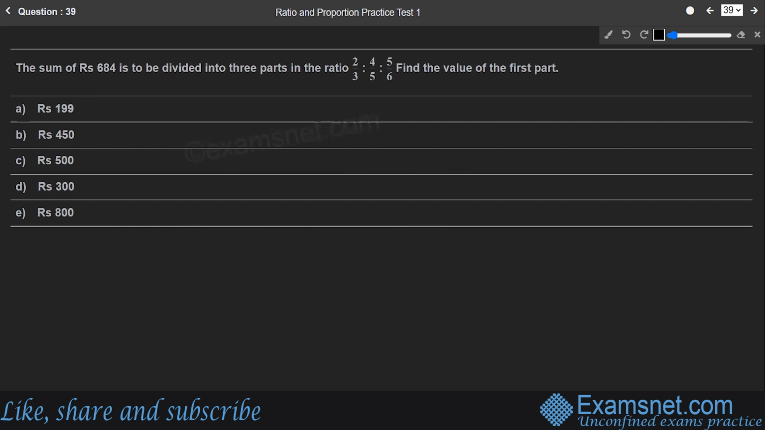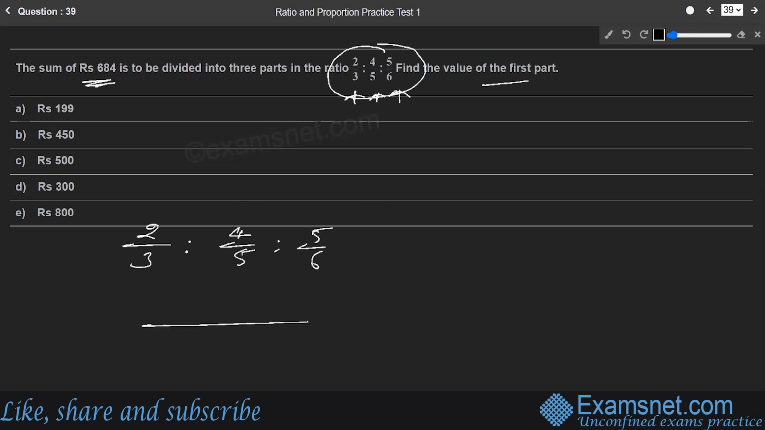Now, the sum of rupees 684 is to be divided in three parts: 2 by 3, 4 by 5, and 5 by 6. Find the value of the first part. What we are supposed to do is first simplify this ratio in terms of whole numbers. The numbers are in the ratio 2 by 3 is to 4 by 5 is to 5 by 6.